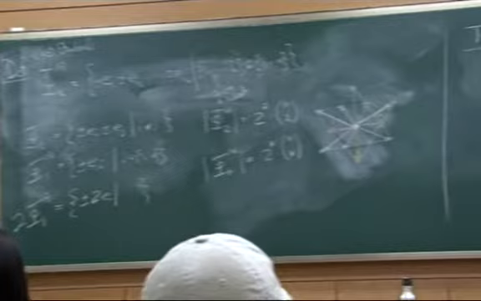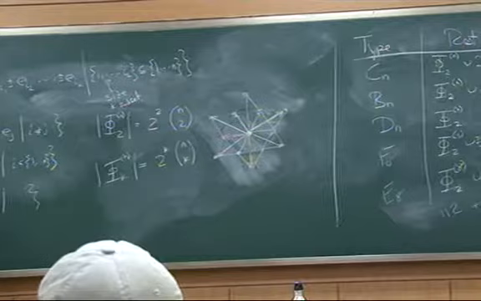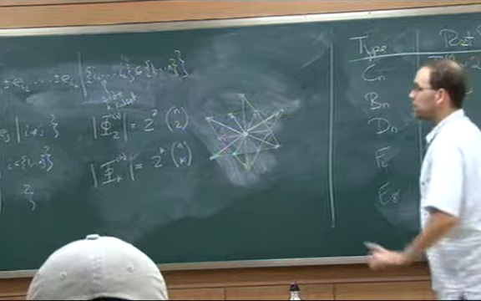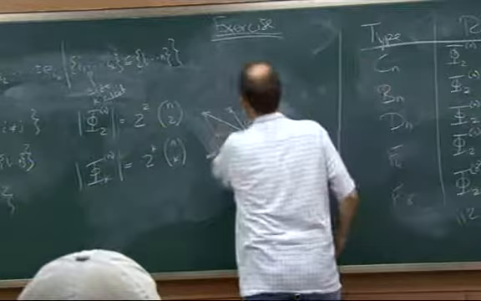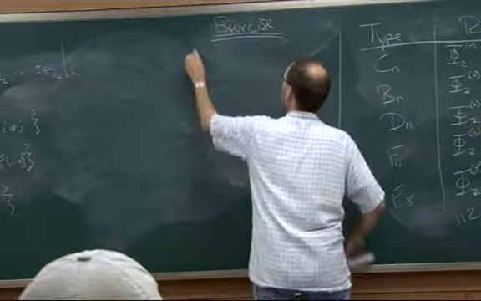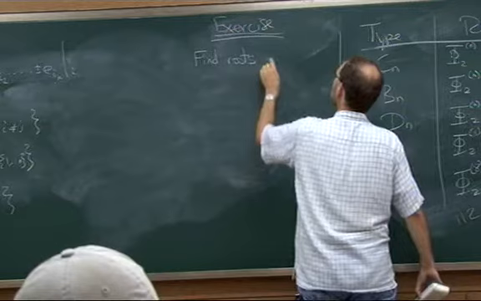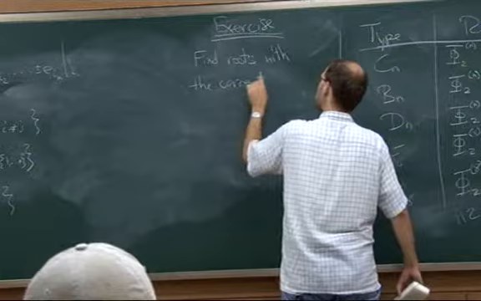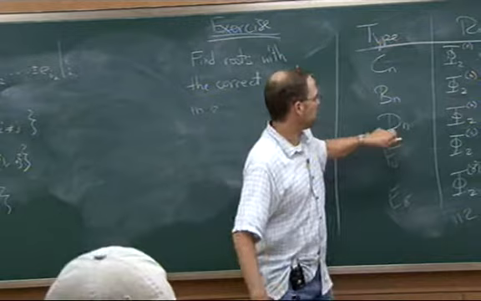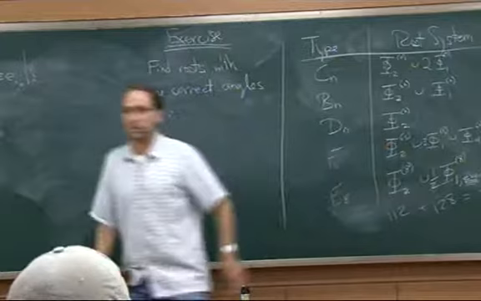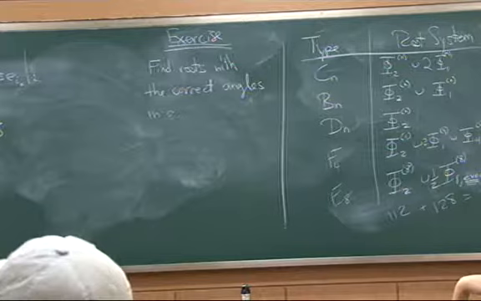All right. One thing that might be interesting for you, and I want to leave this as an exercise, is to do the following. Find roots with the correct angles. In other words, let me say this more precisely. So we know that the DN root system looks like this, right? So inside that DN root system you should be able to find roots with these angles. Right? You should be able to find roots with these angles.